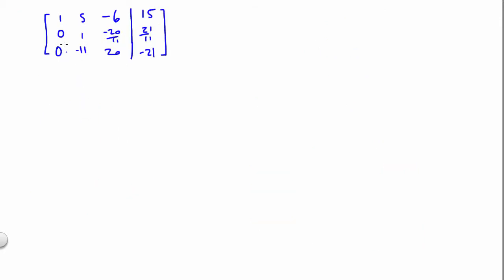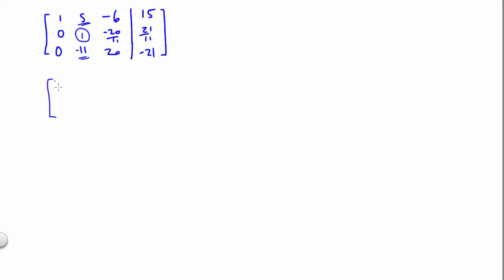So I've just recopied this matrix from our previous step, and we had created this pivot of 1 here in the second column. So the next thing we need to do is get rid of the other entries sitting in that second column. We need to get rid of this 5 and this negative 11.